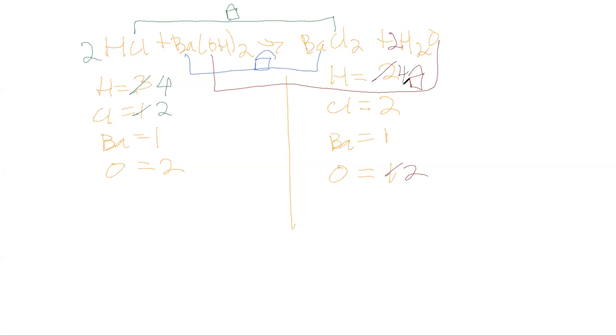And now, when we look at my hydrogens, they actually end up being balanced already. So I don't need to change anything about them. And sometimes that's why we save those complicated ones to last, because by the time we get there, based on everything else we've done, it's already balanced itself out for us. And so now we're balanced. We have 2 HCl, 1 barium hydroxide, 1 barium chloride, and 2 water molecules.